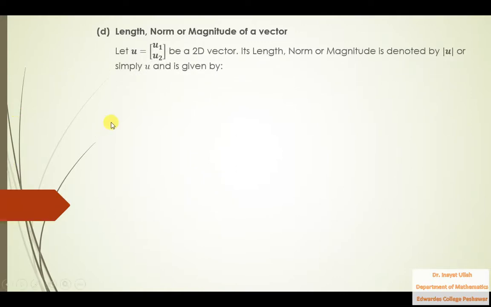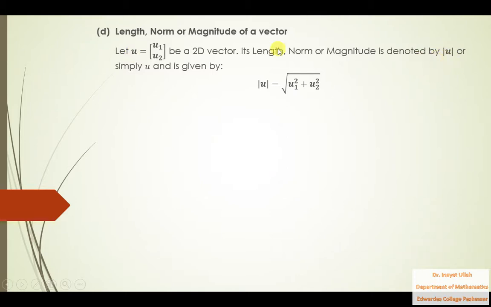For example, you are given a vector in the 2D plane, u equal to (u1, u2), a 2D vector. Then the length of this vector will be denoted by absolute u, modulus of u, because length is always positive. So that's why we denote the length of a vector by the magnitude of u.